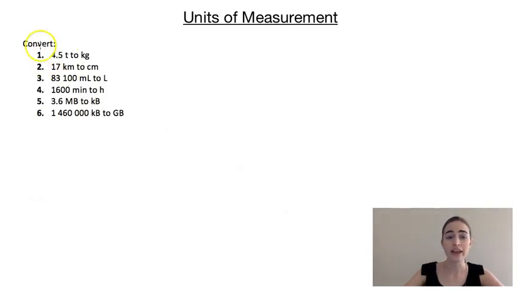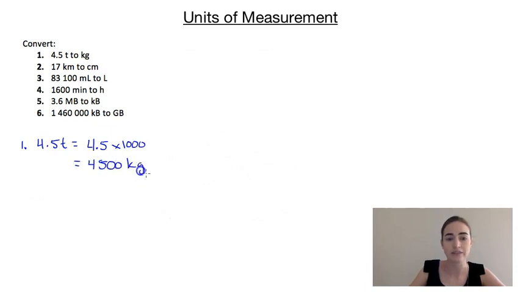All right, so we have 6 questions here, and they're all asking us to convert from one unit to another. So for our first one, we've got 4.5 tons, and we're asked to convert that into kilograms. So we know that there are 1,000 kilograms in a ton, and because we're going from the big unit to the smaller one, we're going to do 4.5 times 1,000. And that's going to give us 4,500 kilograms.